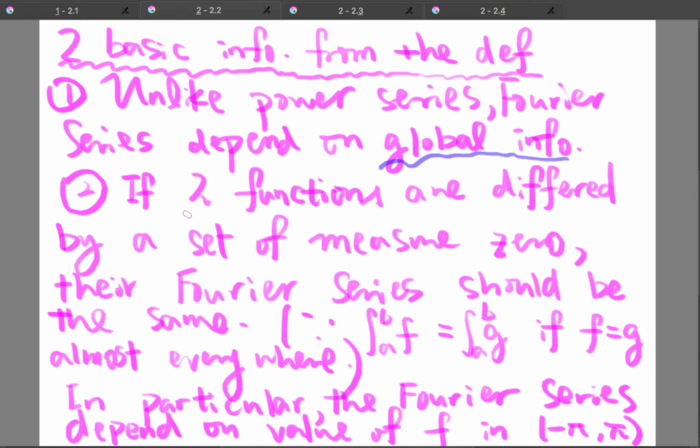The second is that if two functions differ by a set of measure 0, then their Fourier series should be the same. The reason is that the integrals of two functions which differ by a set of measure 0 should be the same over the interval. And in particular, the Fourier series depends on the value of f in the open interval of negative pi to pi, because we can drop the two endpoints, which form a set of measure 0, and we will get the same Fourier series as well.